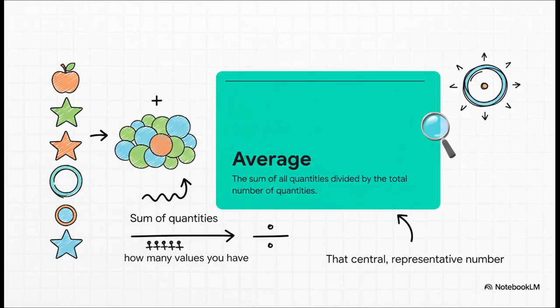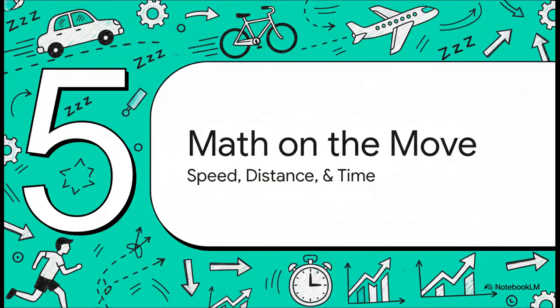And the math to find that fair share is actually really simple. You just add up all the individual amounts you have, and then you divide that total by the number of amounts you started with. See? We're using division again, but this time to find that one single number that can represent the whole group. All right, for our last section, let's put all this math into motion.